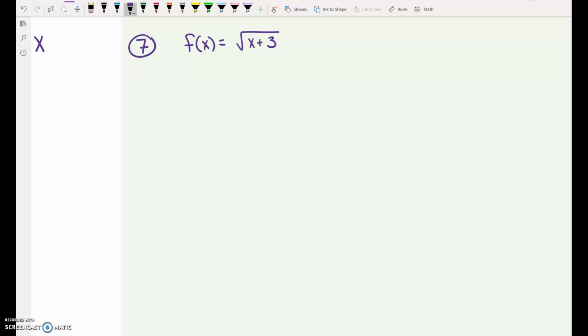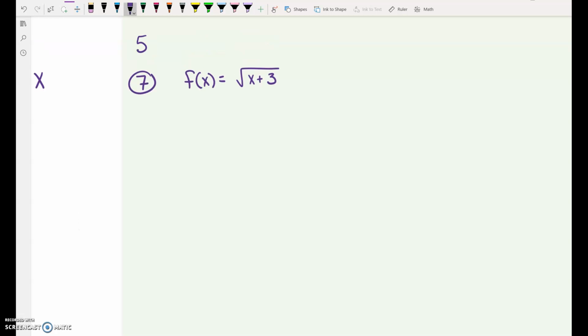First, we're going to go over number 7. This is from the 5.6 Day 1 worksheet. We're finding the inverse of this function. So remember, f of x is a fancy way of saying y equals. So if you want to take this and change it to y equals, that's totally fine. Switch y to x, switch x to y.